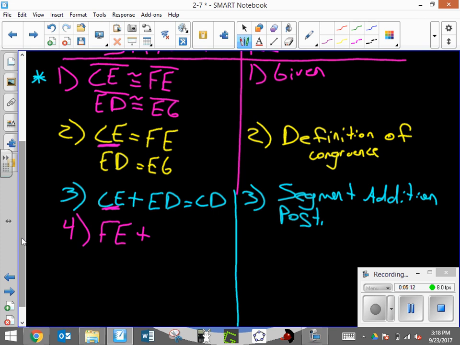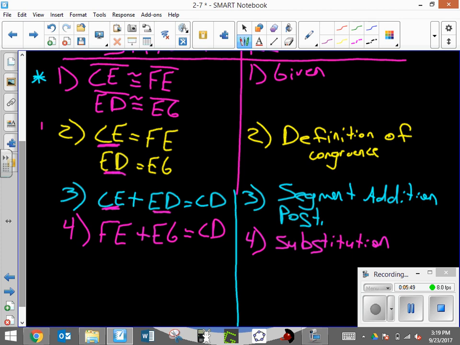Plus, you can see the same thing, ED, and here's an ED. ED we know is equal to EG. So I'm going to replace that as well. But both of that added together should still equal CD. That side's not going to change at all. The only side that I'm changing is the left side. And I can do that by the substitution property. Substitution allows me to substitute equal things in. So, substitution. Okay, that's my statement 4.